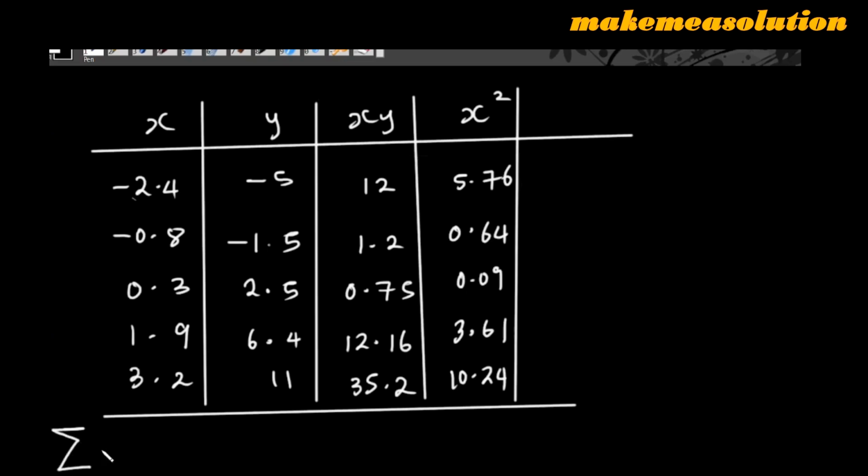So I'll write sigma here. Sigma for this first one, for adding up x, you add them downwards, and when you add them correctly you should get 2.2. You add all these y values, -5 plus -1.5 plus 2.5 plus 6.4 plus 11, then you should get 13.4. Then if you add the xy values, you should get the biggest number of all of them, which is 61.31. And if you add all the x square values, you get 20.34.